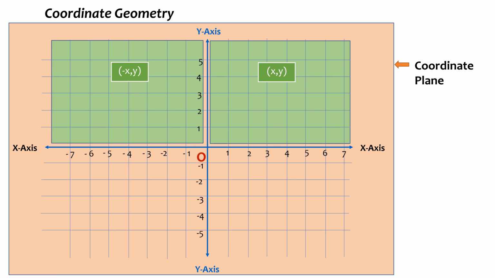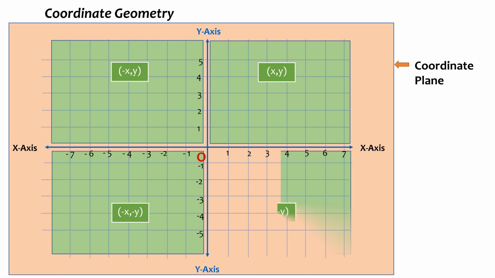For a point lying here in the second quadrant, the x-coordinate will be negative and the y-coordinate will be positive, resulting in the coordinates being minus x, y. Similarly, the coordinates of a point lying in the third quadrant here will be minus x, minus y, and those of a point lying here in the fourth quadrant will be x, minus y.